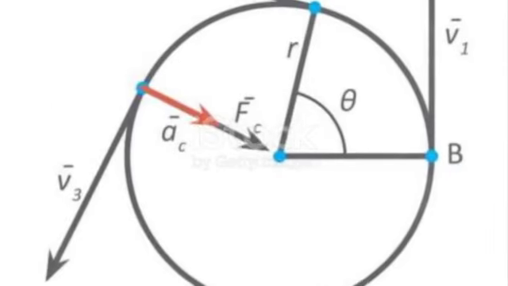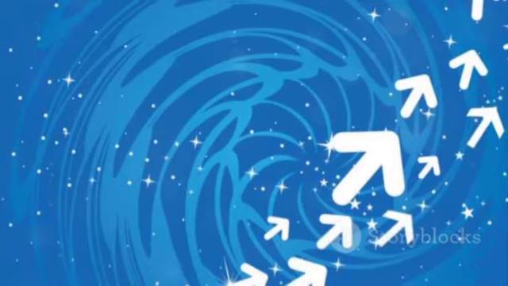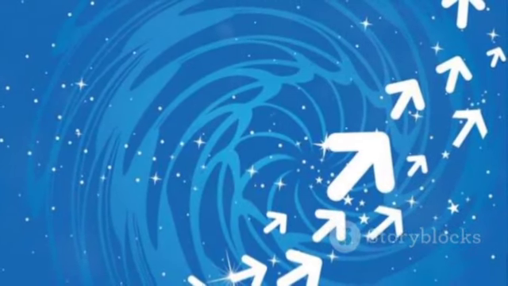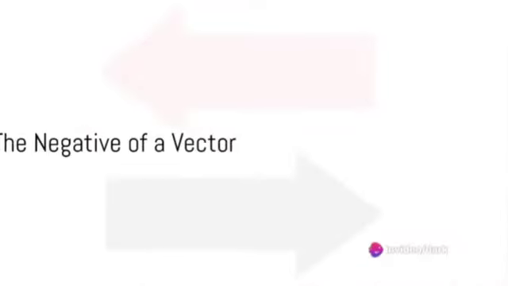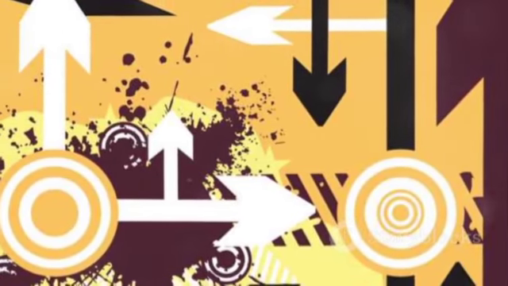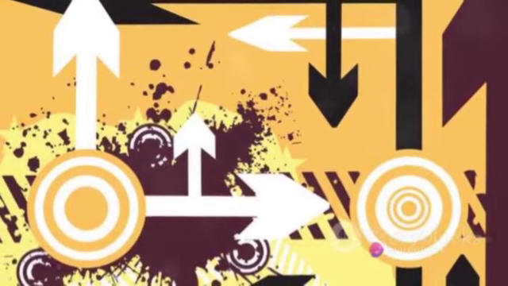This vector, as the name suggests, has a magnitude of 1, and its primary role is to denote direction. It's like a compass pointing the way but not concerning itself with distance. Next, we have the negative of a vector. This vector shares the same magnitude as a given vector but in the opposite direction. It's like walking the same distance but heading the other way.